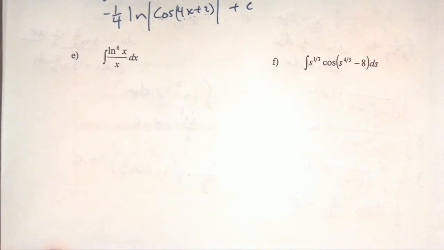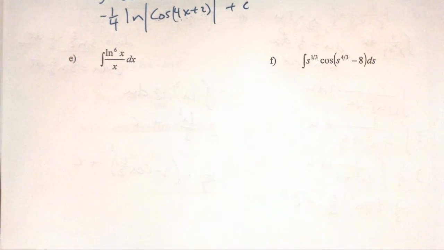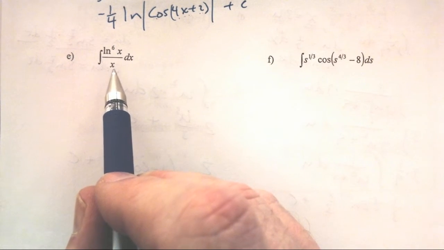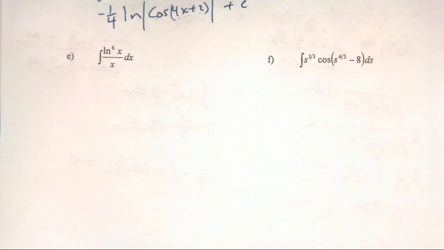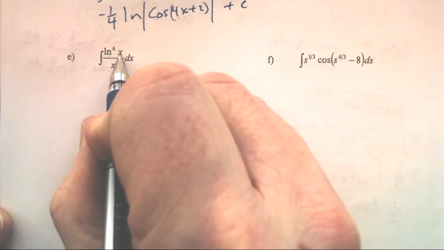Okay, number 6. My thoughts. u could be x. Well, that would be silly because it doesn't get me very far. u could be 1 on x. What's the antiderivative of 1 on x? Might say ln. Careful with that. Or u could be ln x.